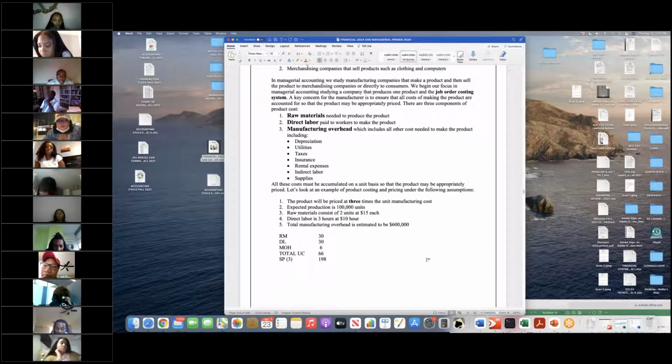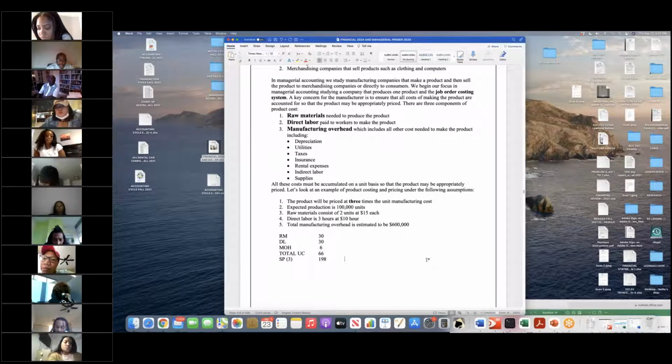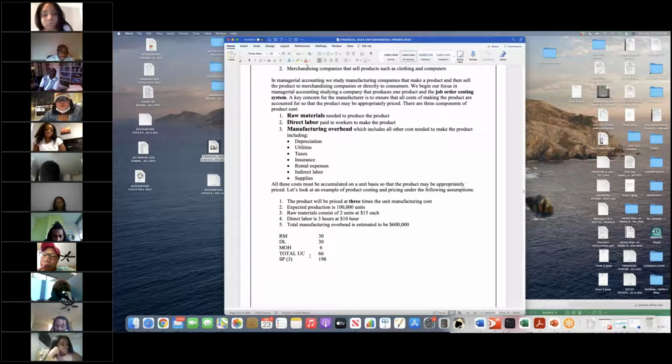So if you can do that in this course, you'll have no problem understanding manufacturing accounting. Our raw material is always on a unit basis. Our raw materials are $30, our direct labor was $30, manufacturing overhead $6, because we simply calculated it. We'll get a little more detail on it. We add it together and get a selling price.